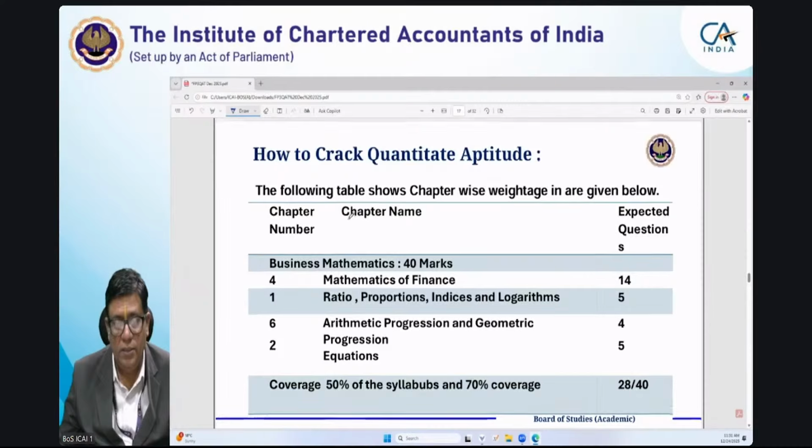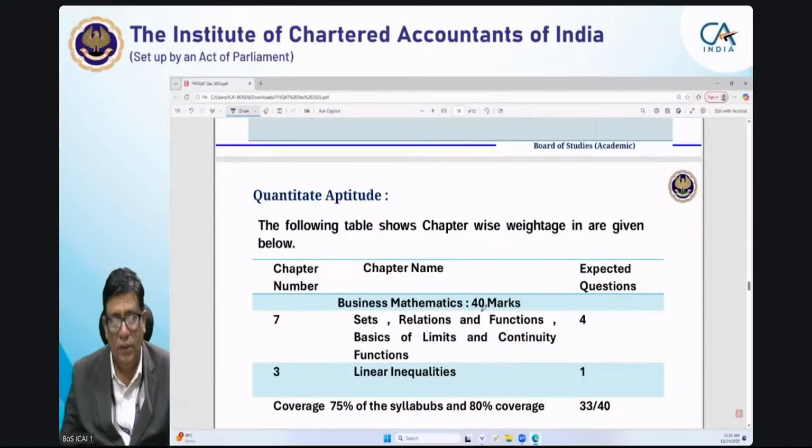Next is sets, relations, functions, and the basics of limits and continuity. Sets one question, relations one question, functions one question, sometimes limits and continuity one question. This time, in September 25, they did not ask any question from limits and continuity. They asked only from sets, relations and functions.